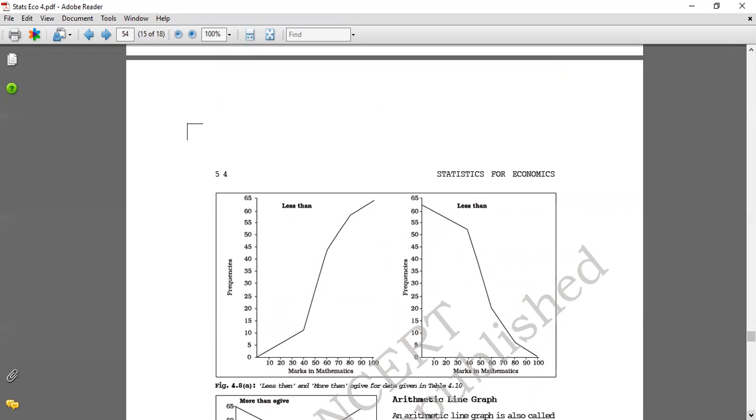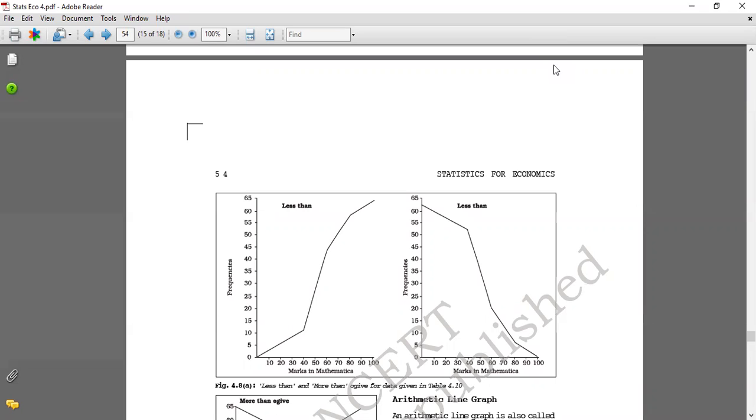In the less than method, frequencies of all the preceding class intervals are added to the frequency of the class. Plot less than cumulative frequencies against the upper limit of the corresponding class intervals. The points so obtained are joined by a smooth freehand curve to give the less than OGIVE. The less than OGIVE is obtained with the curve sloping upward from left to right. Like that we have to create it.